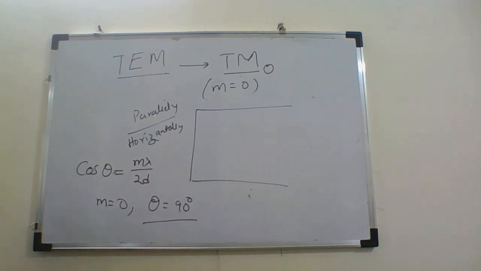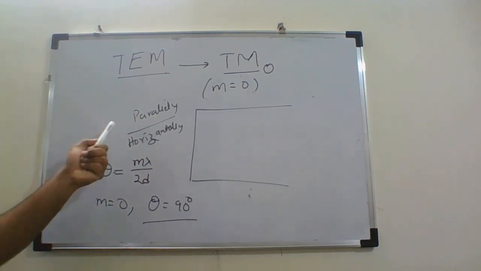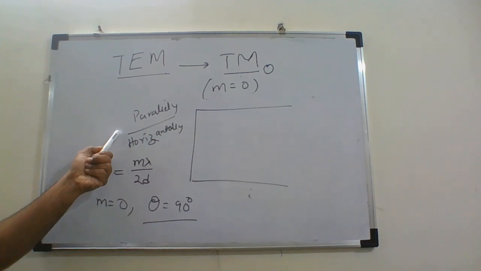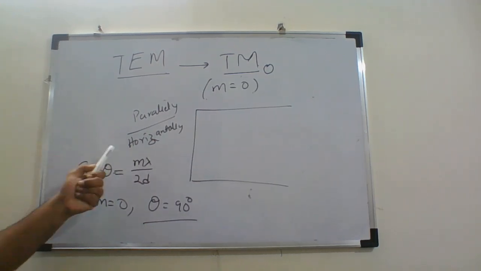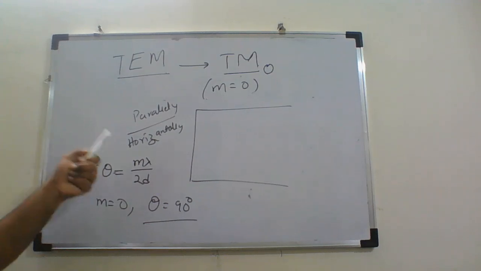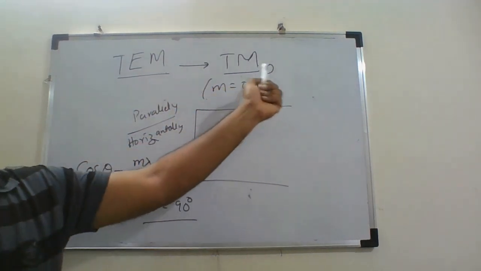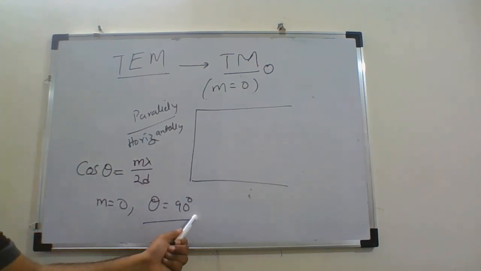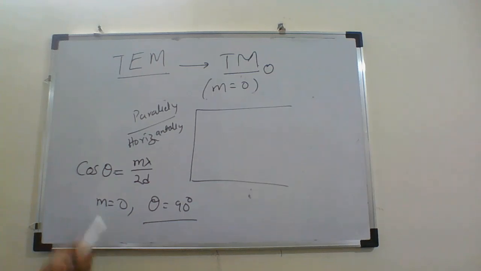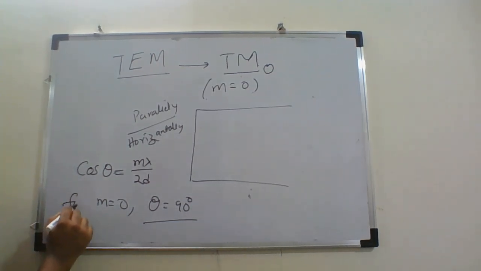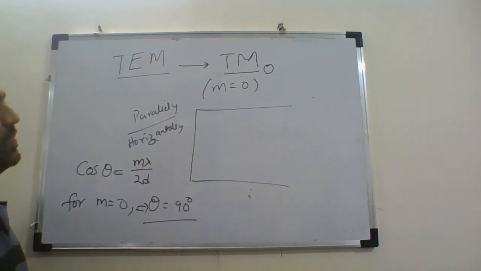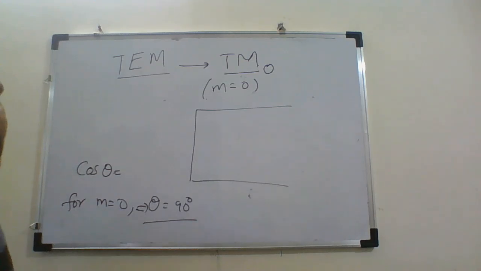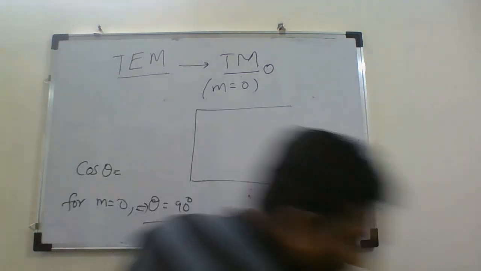So whenever there is a parallelly polarized or horizontally polarized wave, the TM0 mode will be generated whenever we launch it with an angle of 90 degrees. For getting m equal to 0, my theta should be 90 degrees. Therefore, what we can conclude is we can get a TEM wave.